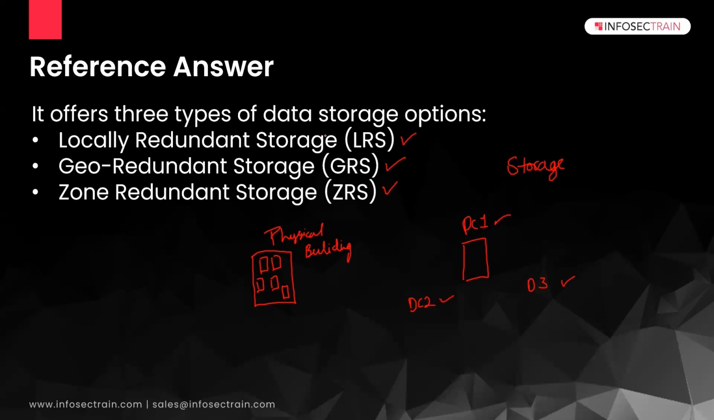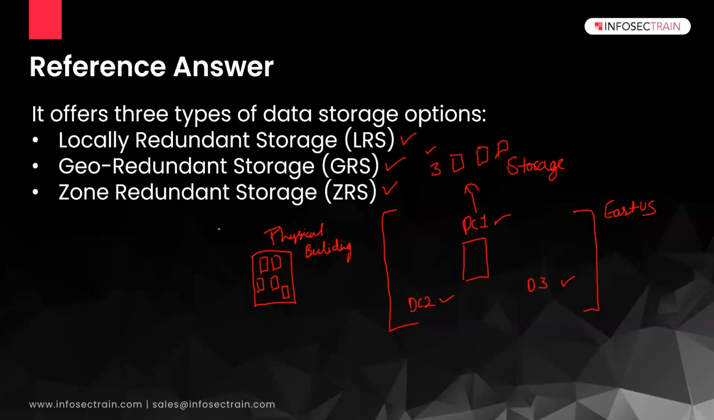Now, when I'm talking about locally redundant, it is simply a single building, a single data center. So in a region, let's say it was the East US region, and there are three data centers. In a single data center, in data center 1, there will be 3 copies of your backup: in one machine, in another machine, and in another machine. So that will be locally redundant.